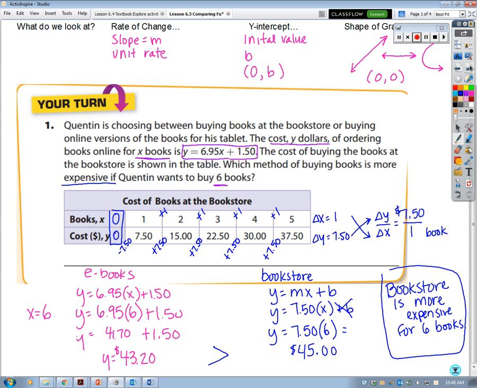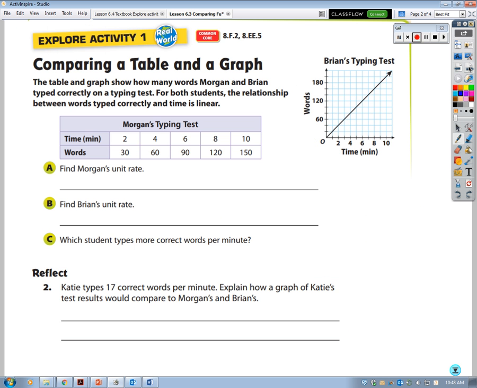Let's go ahead and take a look at the next comparison we've got here. So in this next one, we're comparing a table and a graph. So the table and graph show how many words Morgan and Brian typed correctly in a typing test. For both students, the relationship between words typed correctly and the time is linear. So it's a linear equation. What that means to us is that it's going to make a straight line. It's going to be y equals mx form, maybe y equals mx plus b if it's non-proportional.